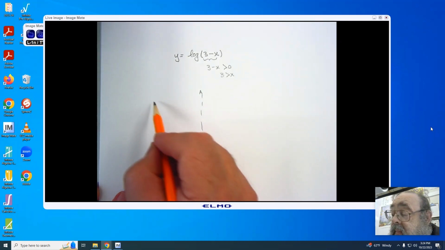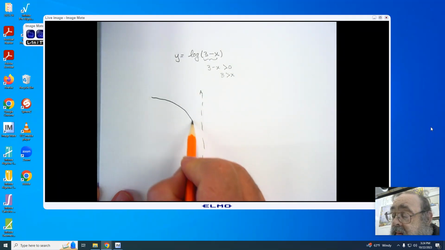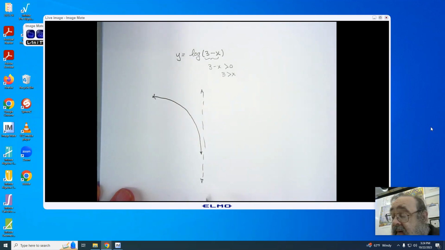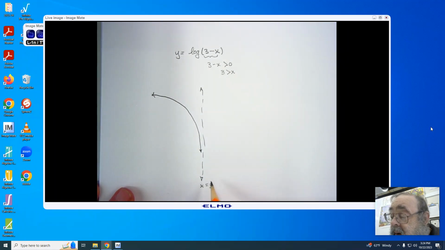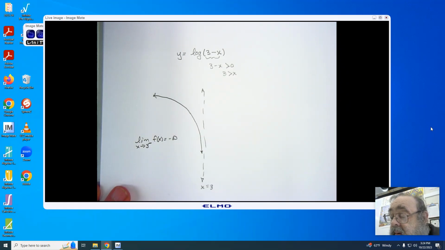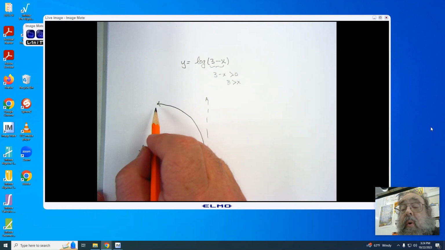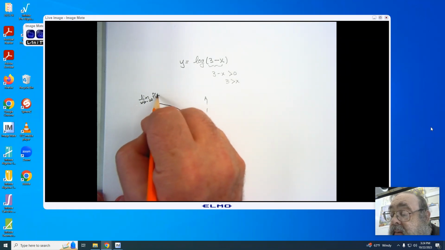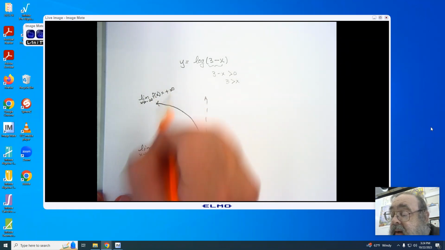This time, we're approaching 3 from the left. So we have x equaling 3 here, and our limit is x approaching 3 from the left for our function. It's now negative infinity. Notice we now have a left-end rule, and this is now the limit as x approaches negative infinity for the function, and it is positive infinity.